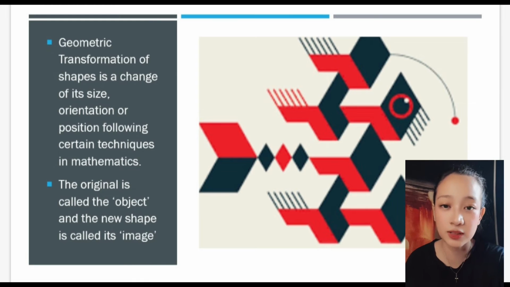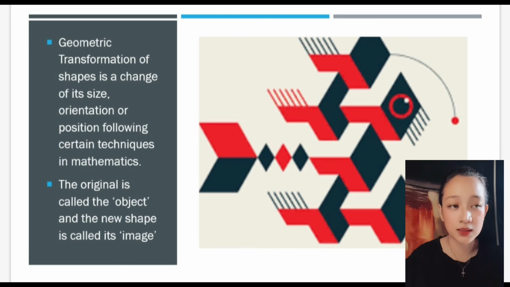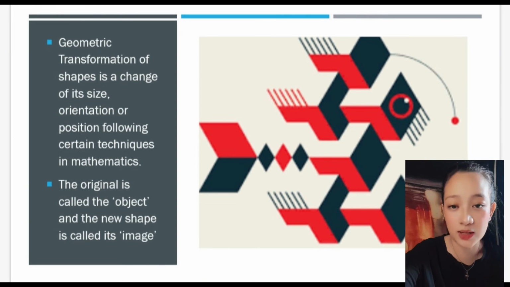So, geometric transformations are operations that change the position, size, or orientation of a shape in a plane. They help us understand how figures move and relate to one another in geometry. These transformations are widely used in art, design, architecture, and even computer graphics.